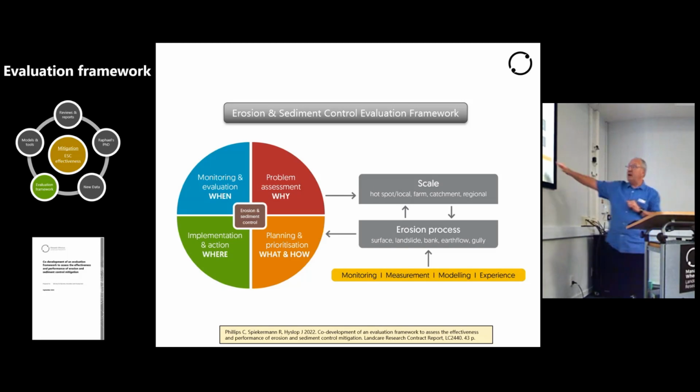Now, the last part of the framework is how effectiveness and performance are actually assessed. We can monitor what's going on, we can go out and make some measurements, we can use modeling to run scenario analysis, or we can use some of the grey heads that are around that kind of know where some of those things work and some of those things might not. It's called experience.